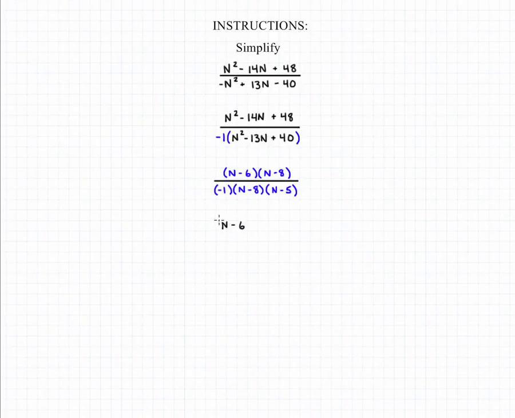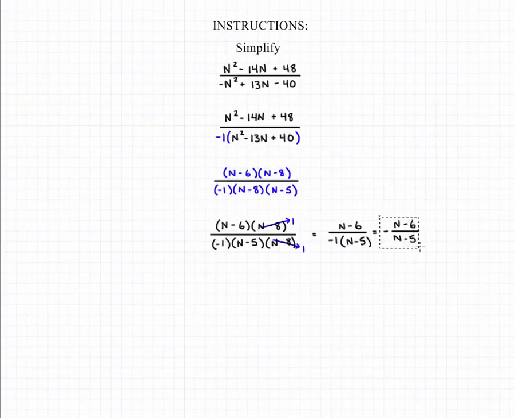If we rewrite everything, we can see we have an n-8 in the numerator and the denominator, and everything is being multiplied. This means we can cancel out the n-8, because that's just going to be 1 over 1, and get a simplified version of our expression, which is n-6 over -1 times n-5, or more simply, negative n-6 over n-5. And that will be our final answer.